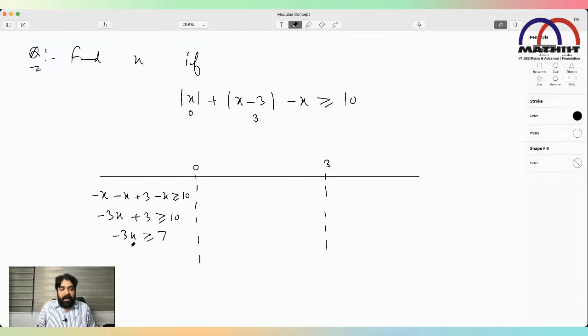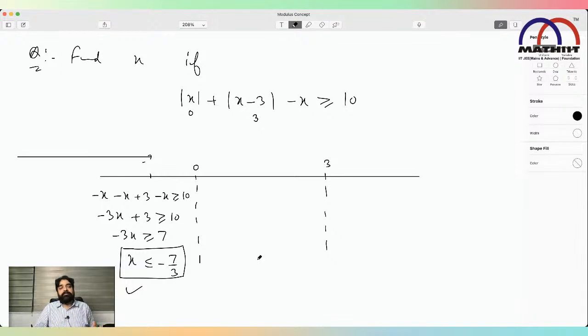Or you can say divide by minus 3. Whenever you divide by a negative quantity, the sign of inequality always changes. So X will be less than equal to minus 7 by 3. Can I accept? Yes, fully I can accept. Less than minus 7 by 3, everything I can accept. Why? Because minus 7 by 3 will be somewhere here. So less than minus 7 by 3 means this complete area, and it belongs to this space. So this is one of the answers.